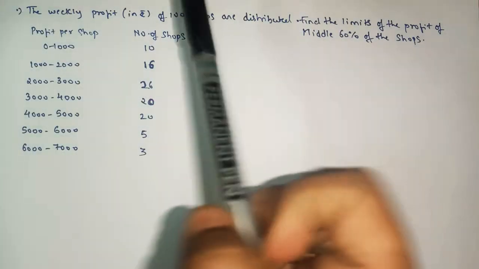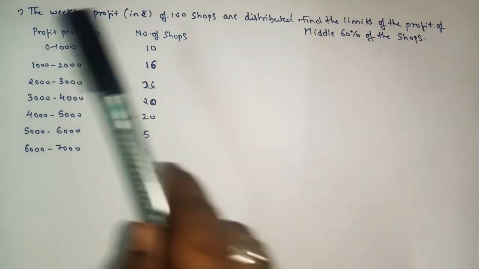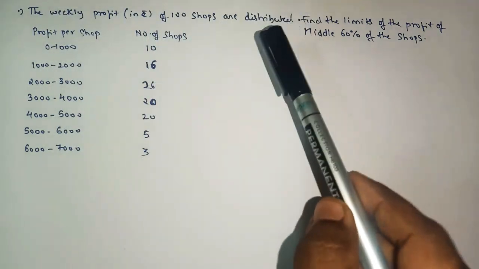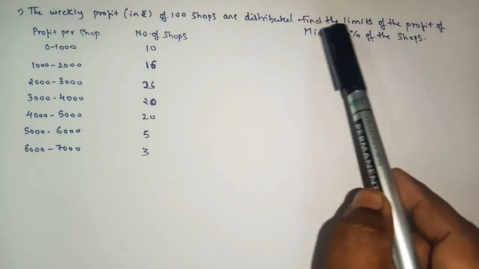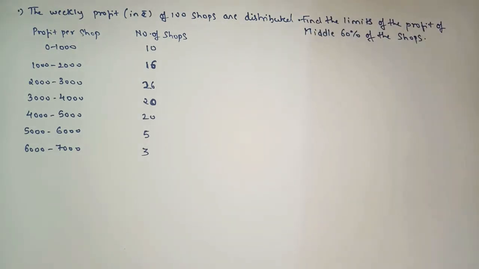As in this sum, the pattern of the question is actually a little different. Okay, so let's focus on this sum. The weekly profit in rupees of 100 shops is distributed, and we have to find the limits of profit of the middle 60% of the shops.